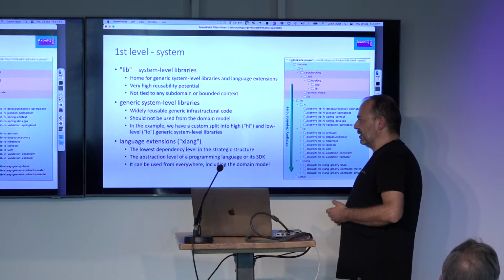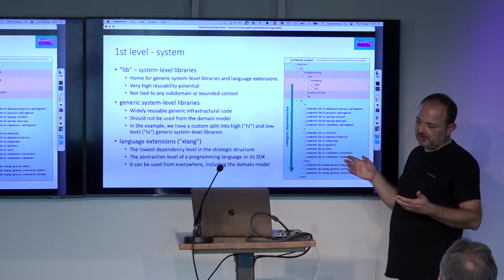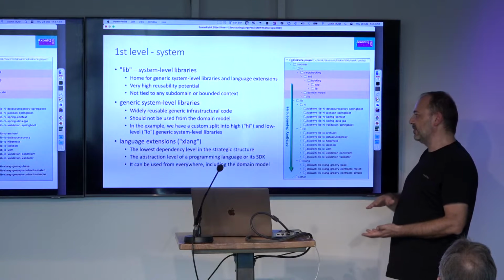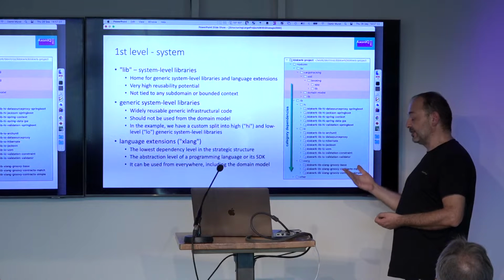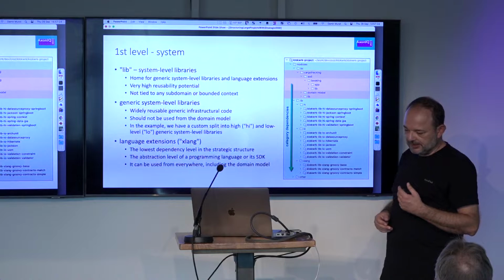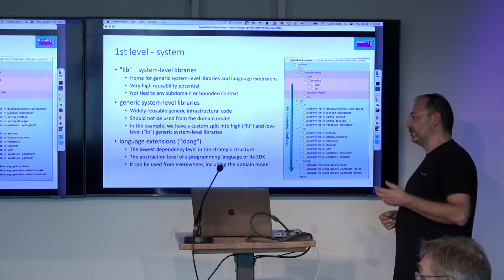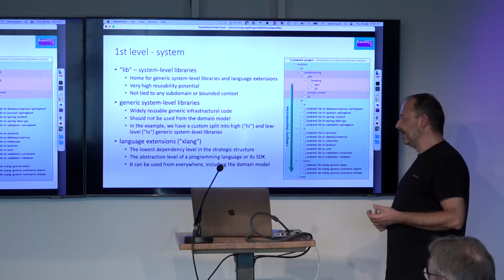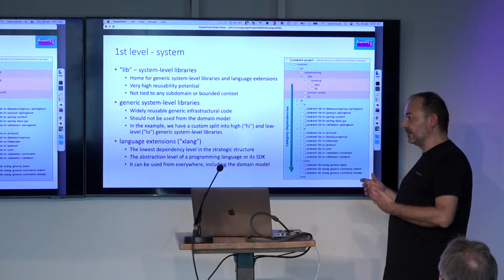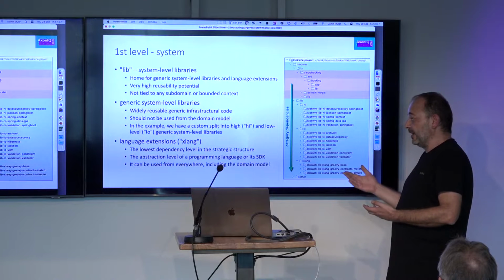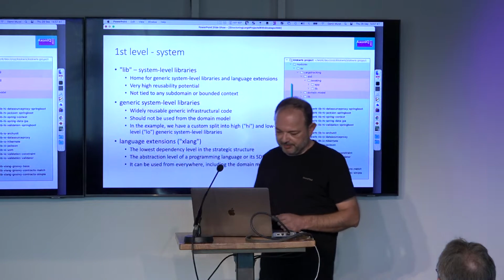And we have the language extension category, which is at the lowest level of both the dependency and abstraction hierarchy. And it is interesting to realize that language extensions are actually at the level of your programming language, or JDK, which implies that they can be used from everywhere, including your domain model, in the same way as you can use the programming language from any part of your system.